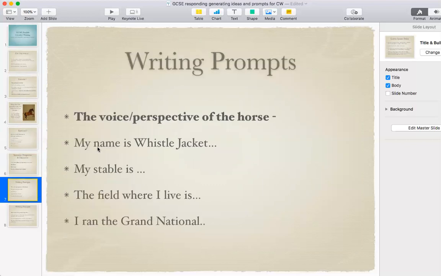So the first writing prompt deals with the voice or perspective of the horse. My name is Whistlejacket. My stable is. The field where I live is. I ran the Grand National. Okay, so let these writing prompts take you to the space that they're offering. Listen to the voice. My name is Whistlejacket. Listen to it in your head. My stable is warm, dark, you know. The field where I live is, so you start to imagine these things that the voice of the character of the horse is saying.